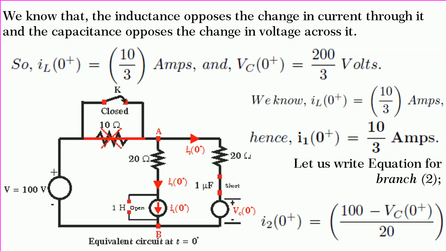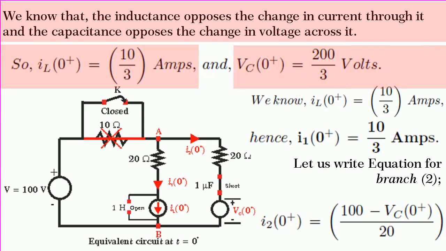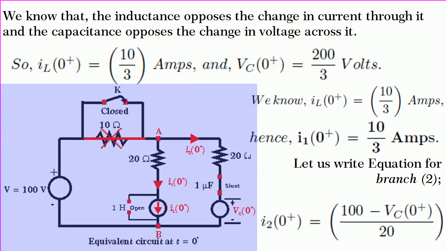We know that inductance will oppose the change in current through it and capacitance opposes the change in voltage across it. Hence, IL(0+) is equal to 10 by 3 amperes and Vc(0+) is equal to 200 by 3 volts. Incorporating these aspects, the equivalent circuit at t equal to 0 plus is drawn as shown in figure. At t equal to 0 plus, the switch K is closed, so the 10 ohm resistance is short circuited. Note that this is another important technique.